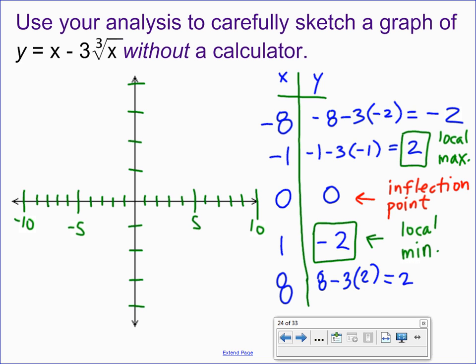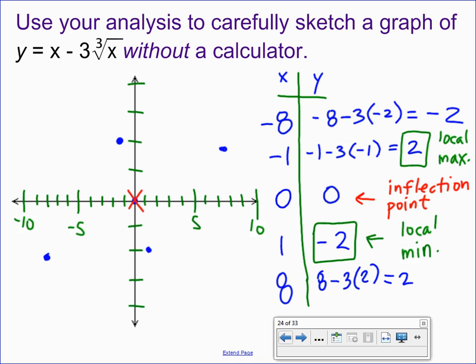-8, -2 would be here. And -1, 2 is here, and 0, 0 is here, and that's a point of inflection, and 1, -2 is here, and 8, 2 is here. Yeah, about. I can't tell when it's close.